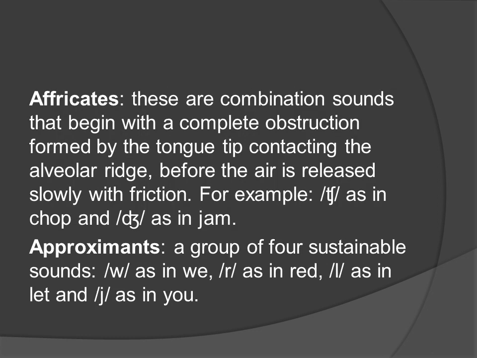The fourth group is called affricates. These are combination sounds that begin with a complete obstruction formed by the tongue tip contacting the alveolar ridge before the air is released slowly with friction. For example, ch as in chop and j as in jam. These two sounds are called affricates.